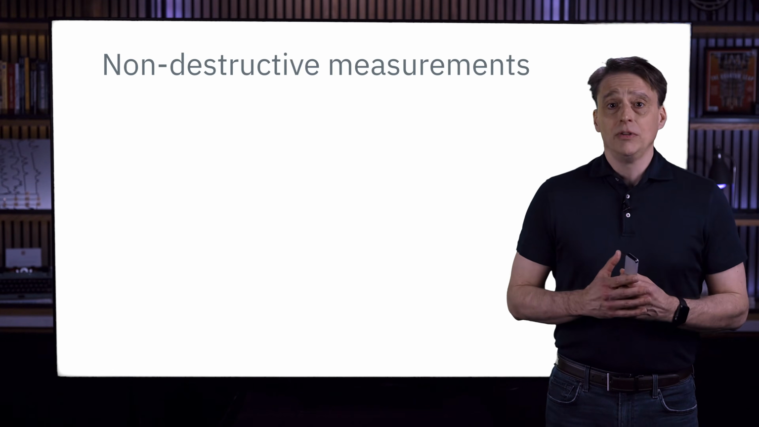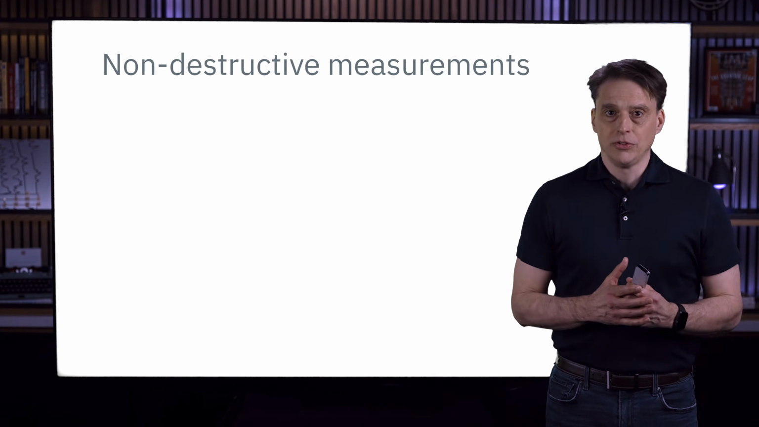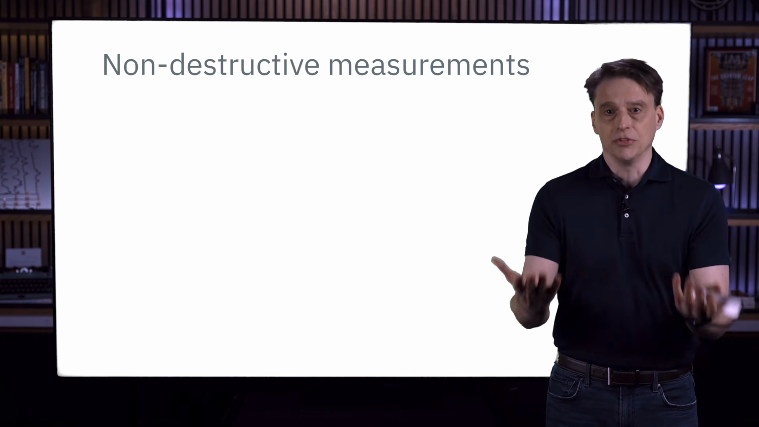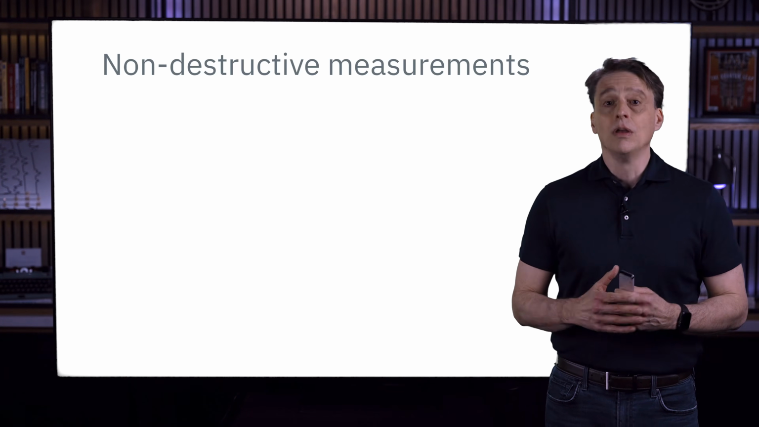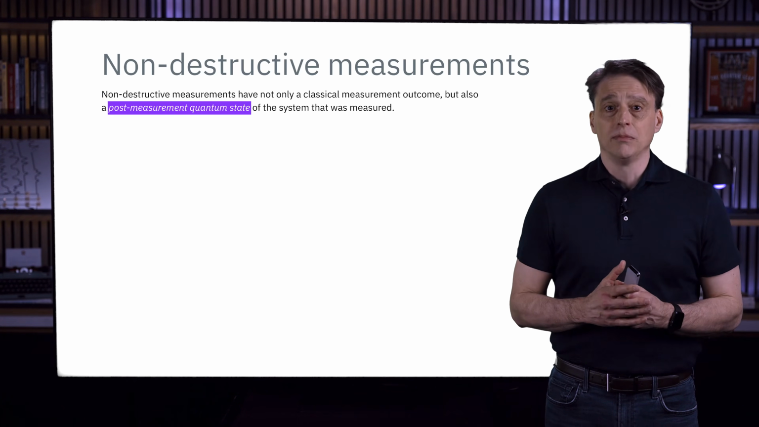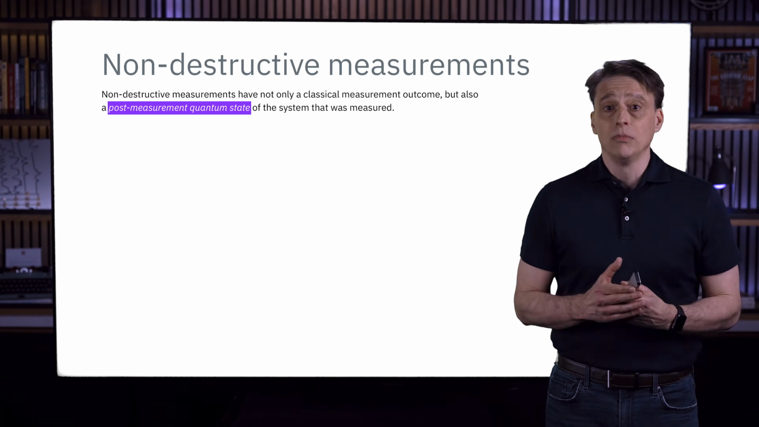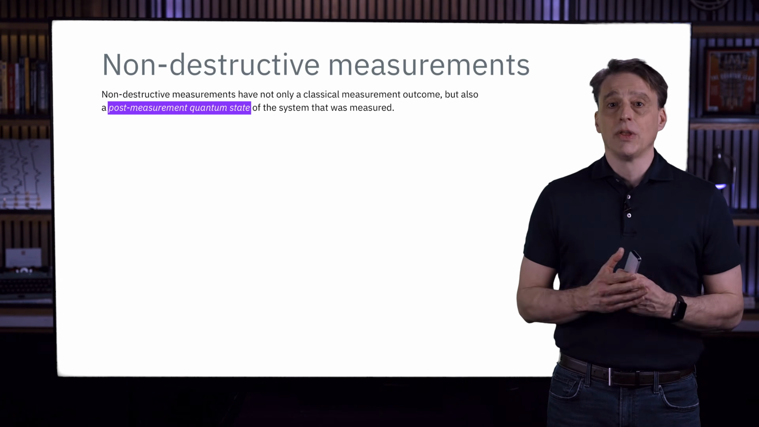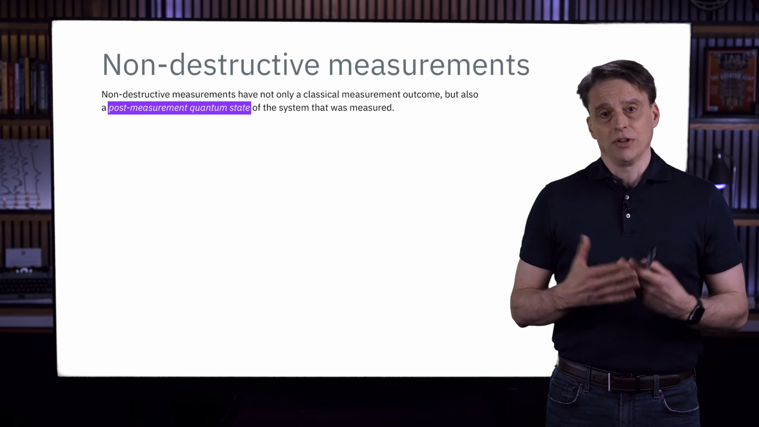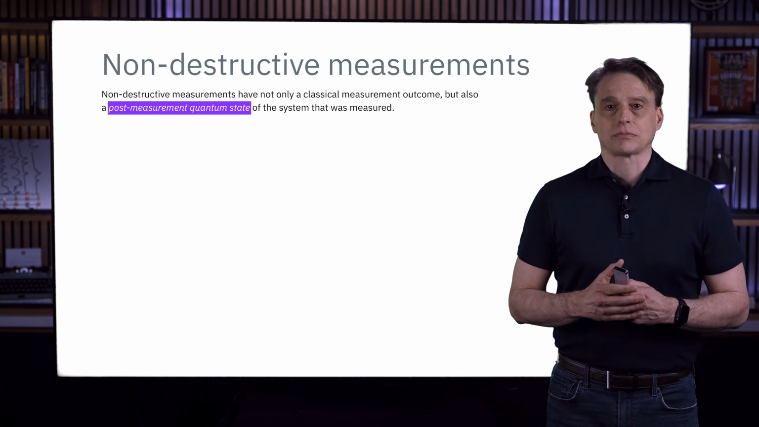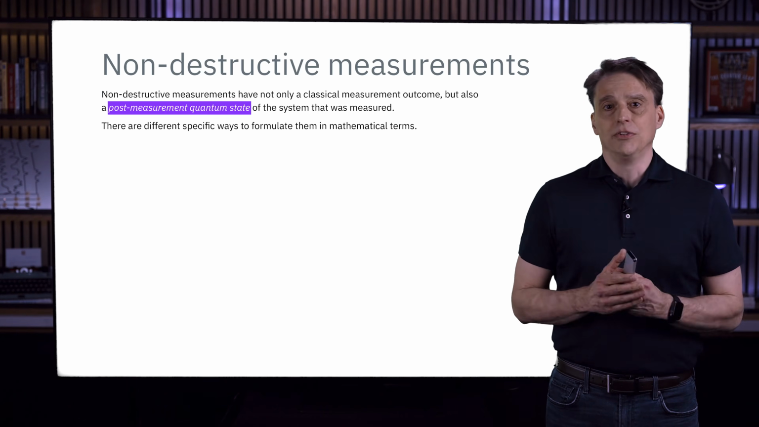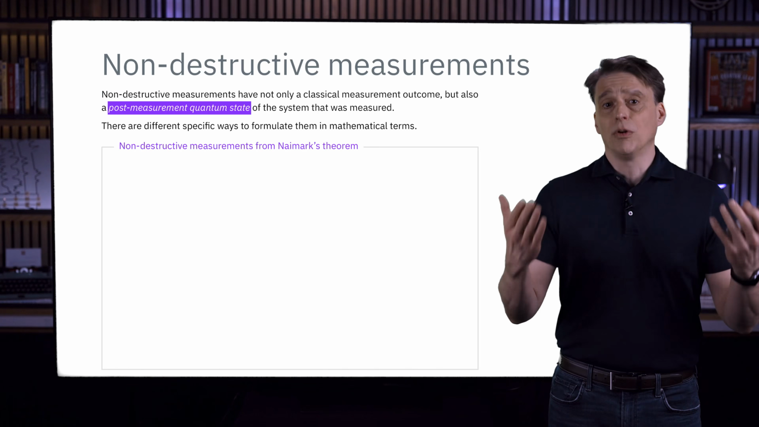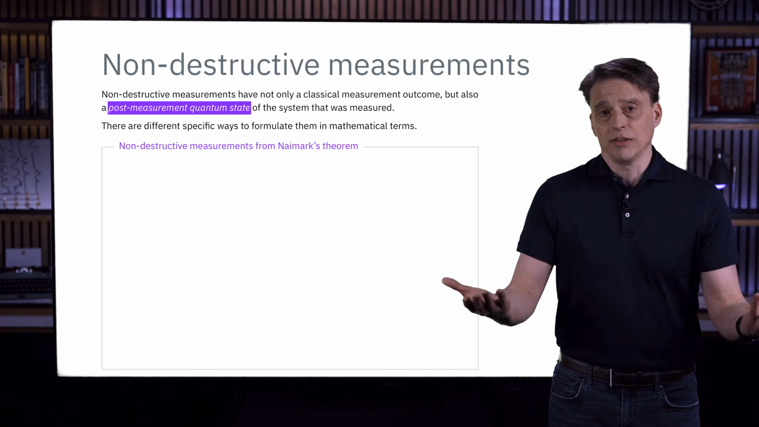So far in the lesson, we've kept our focus on destructive measurements, meaning that there's no specification of the post-measurement quantum state of the system that was measured. For a non-destructive measurement, on the other hand, there's not only a classical measurement outcome, but also a post-measurement quantum state of the system that was measured. And as we'll see, there's a natural connection to Naimark's theorem. There are in fact different ways to formulate non-destructive measurements in mathematical terms, but we'll start with one formulation that basically comes directly from Naimark's theorem.